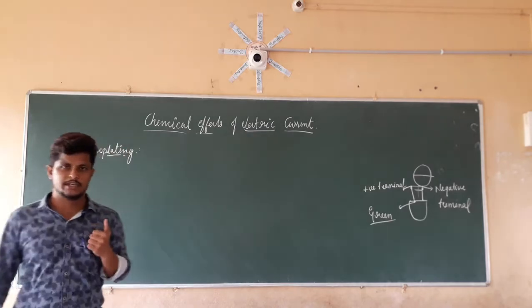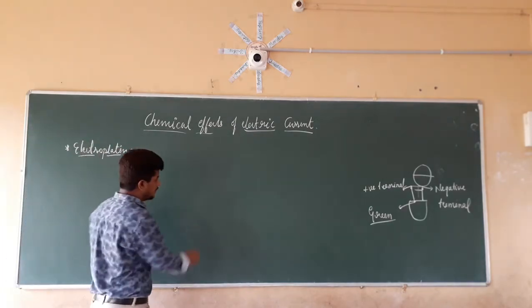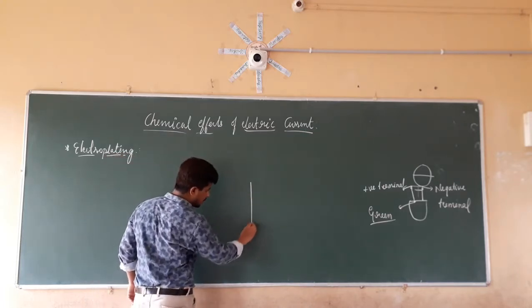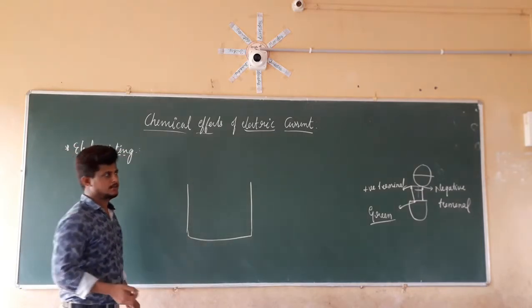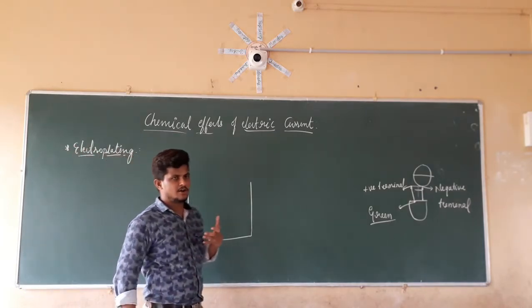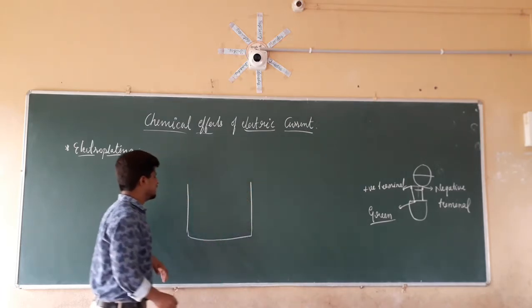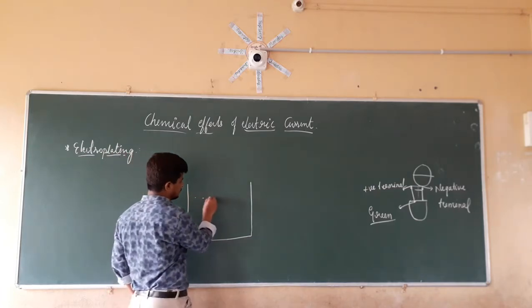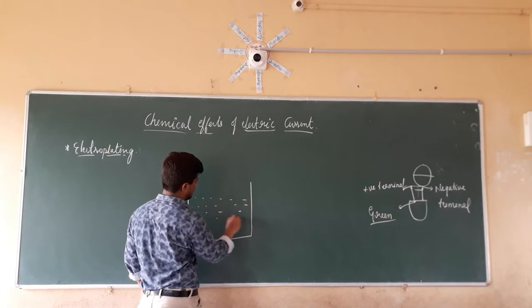How are we going to use it here? We are going to take a container. The container made of glass should not conduct electricity. So we are going to take an insulated, non-conducting material, that is glass. In that glass, we are going to put 250 ml of distilled water.